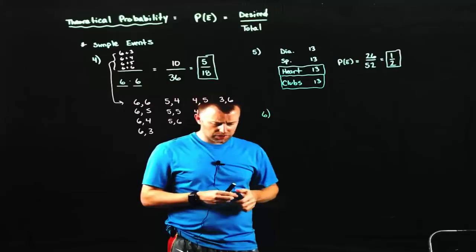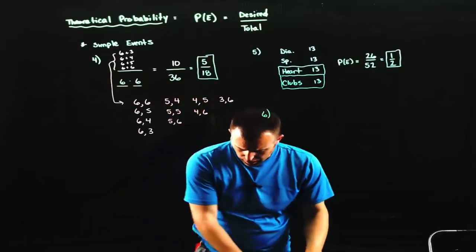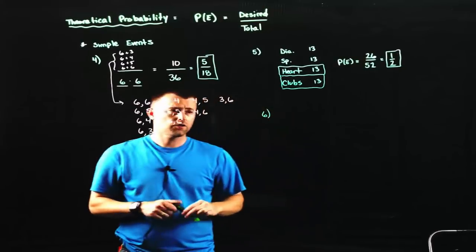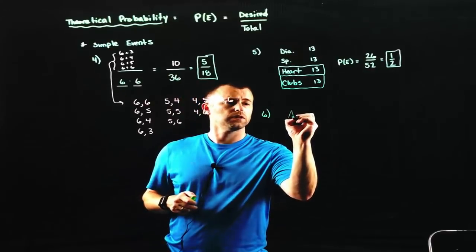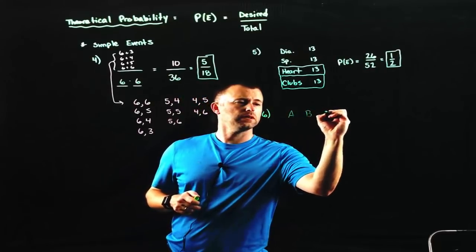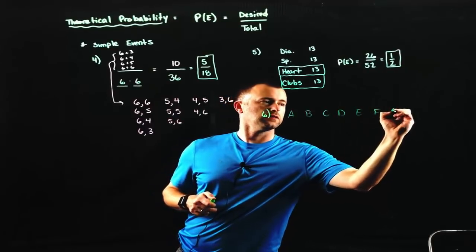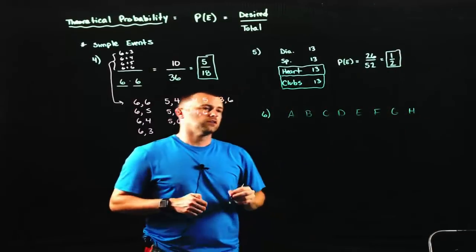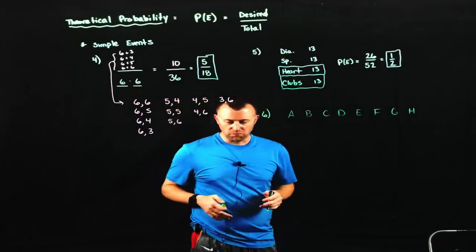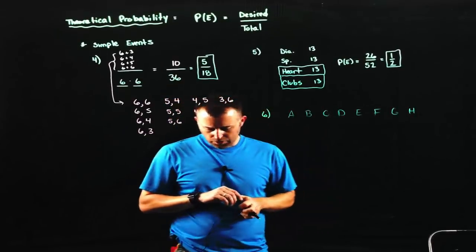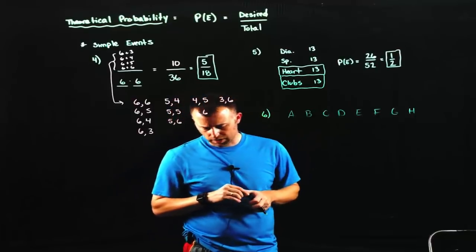So with number 6, what we're going to do here, we have 8 books lettered A through H. I'll go ahead and write those letters out. So we have A, B, C, D, E, F, G, and H. So I have my 8 books that are lettered A through H, and I have them written out here.